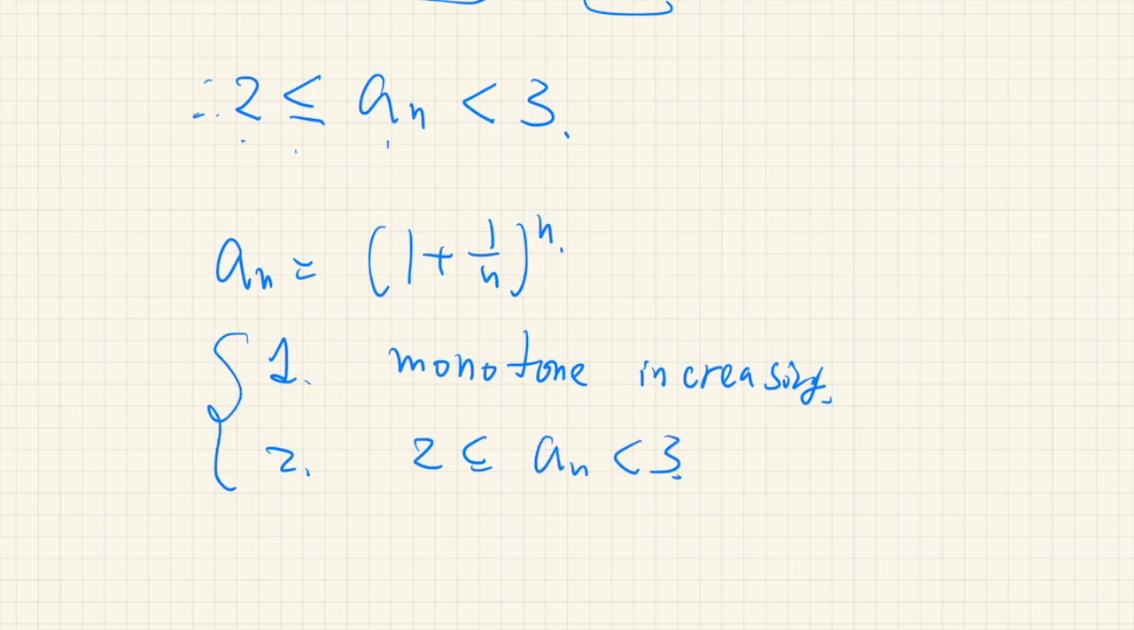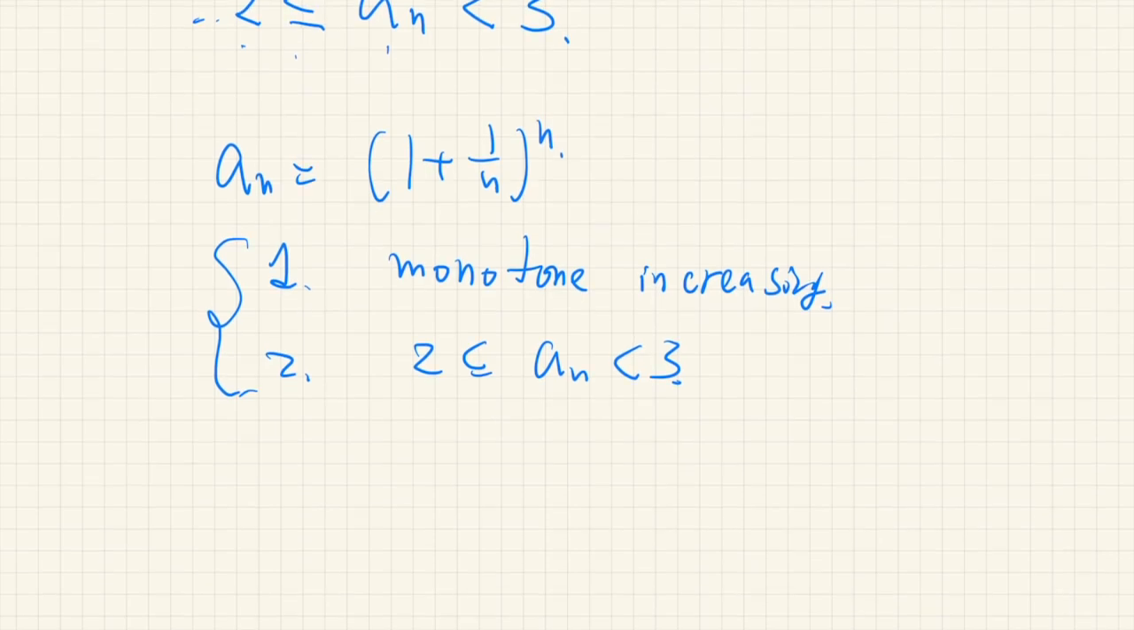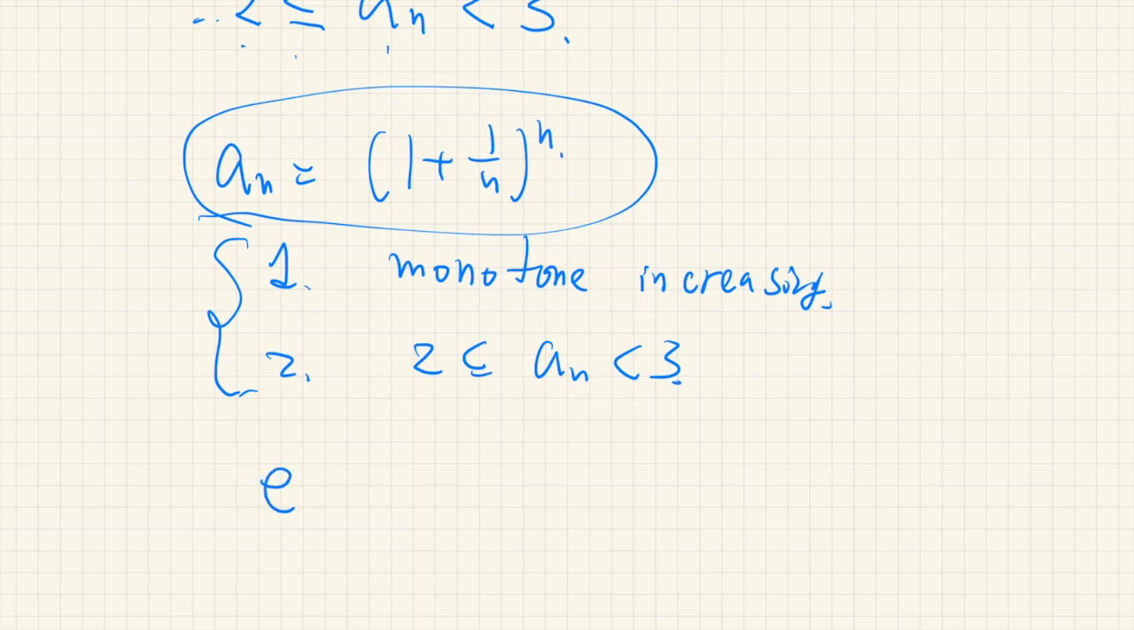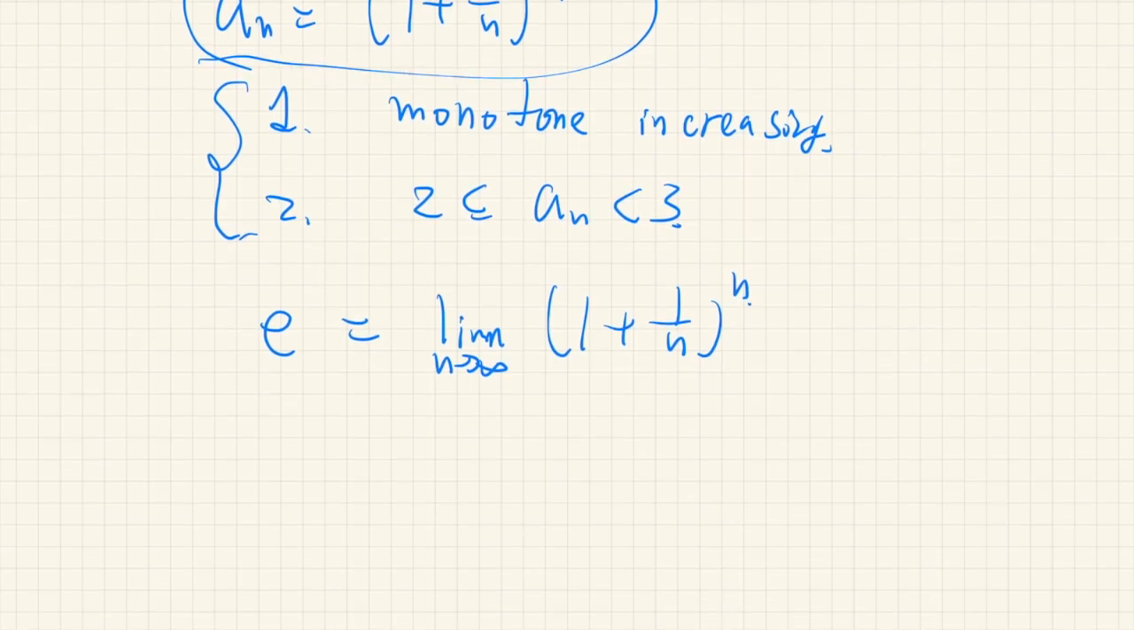These two facts indicate that, according to the monotone convergence theorem, this sequence converges to some value, and that is e. So we define e to be the limit of this sequence. And if you calculate this, it's something like 2.718 and so on.